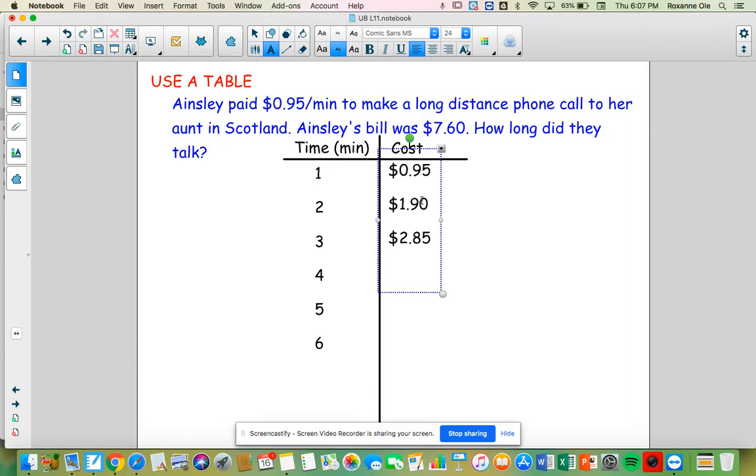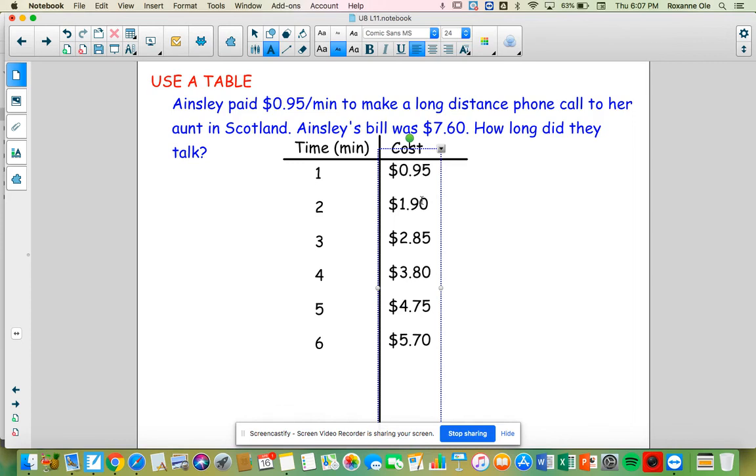$2.85. 4 minutes. Add on another 95 cents, and you're going to get $3.80. Are we there yet? Nope. Her bill was $7.60, so we have to keep going. Add on another 95 cents, and you get $4.75. Okay, after 6 minutes, it would be $5.70. Are we there yet? No. So we have to extend this table even further.